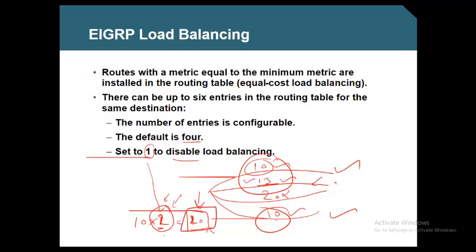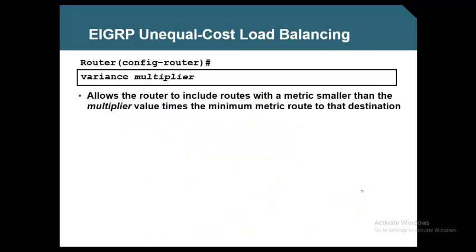By default, only equal cost load balancing is enabled and maximum of 4 paths can be used. What is the rule for unequal cost path? If you increase the variance, how many maximum path a routing table can have for a destination? That is also by default what? 4. But you can increase up to 32. Now, here is the example. I want you to go through this and I'll ask you a few questions after you go through. Let me know once you finish going through this.